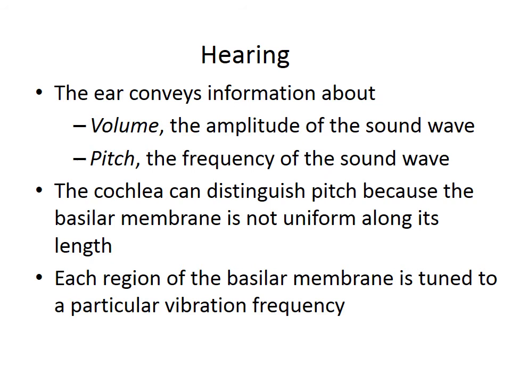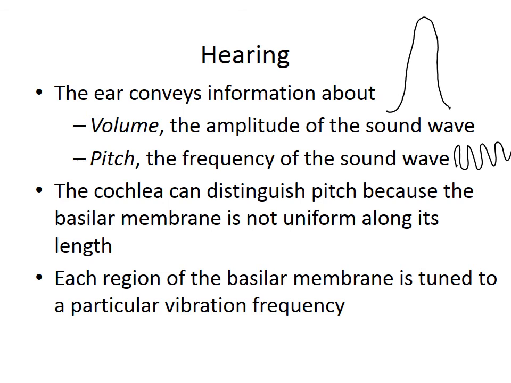The ear conveys information about volume, which is the amplitude of the sound wave. Amplitude is how high. And pitch, which is the frequency of the sound wave. So how frequent are these? The cochlea can distinguish pitch because the basilar membrane is not uniform along its length. And we saw that in the previous slide. We saw sometimes it's bunched up in like 2 or 3 layers of cells, and sometimes it's a single layer.